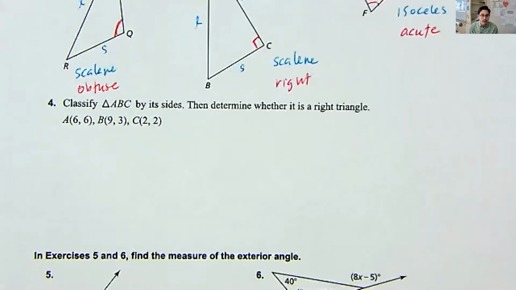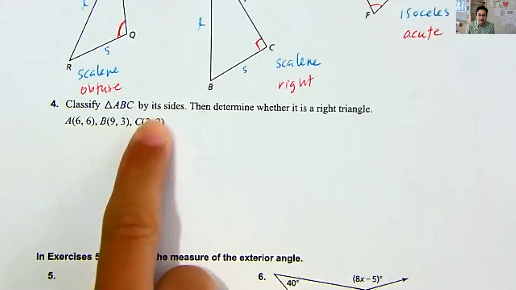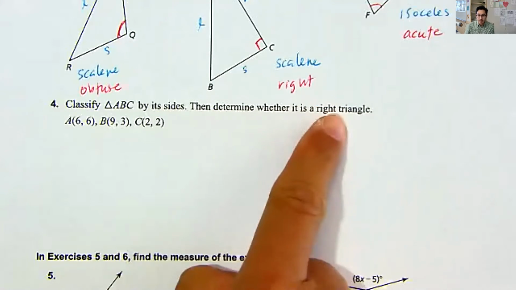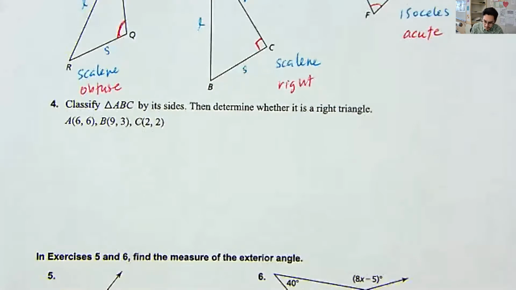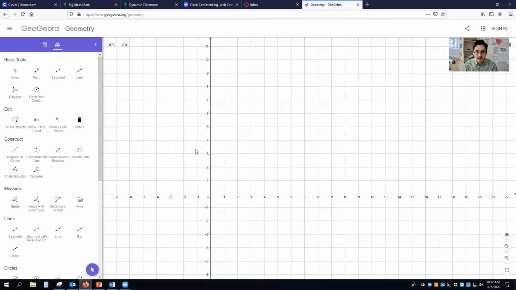Right, question number 4. So we have triangle ABC, and basically we have the coordinates of the vertices. We want to classify it by its sides and then determine whether it's a right triangle. All right, so to help me do this, I'm going to switch my screen share. And let's just go ahead and use Desmos. All right, so the points were 6, 6, 9, 3, and 2, 2.